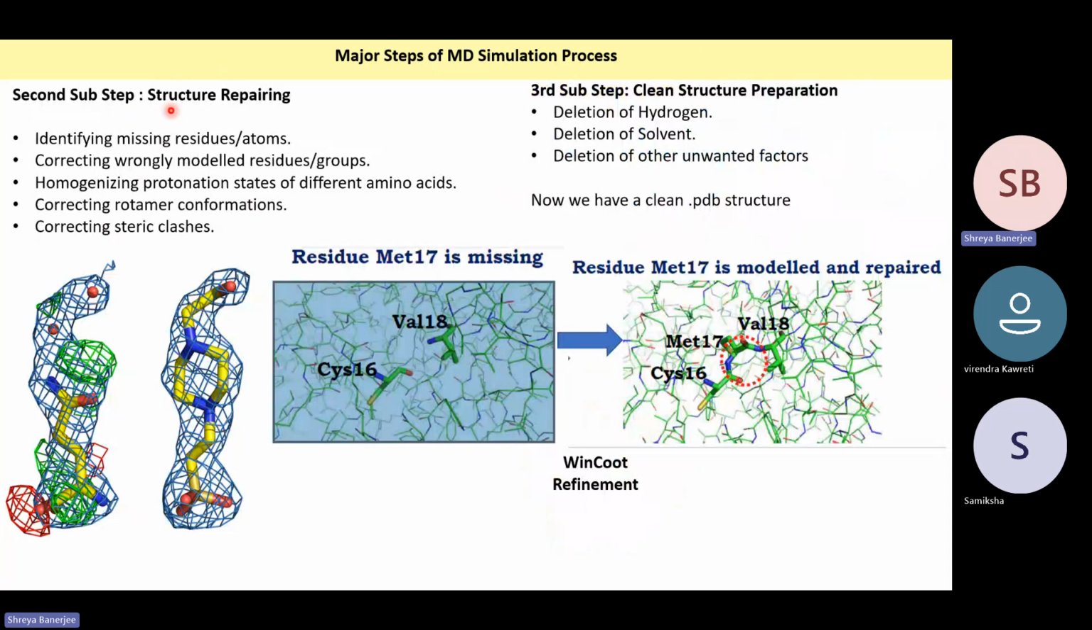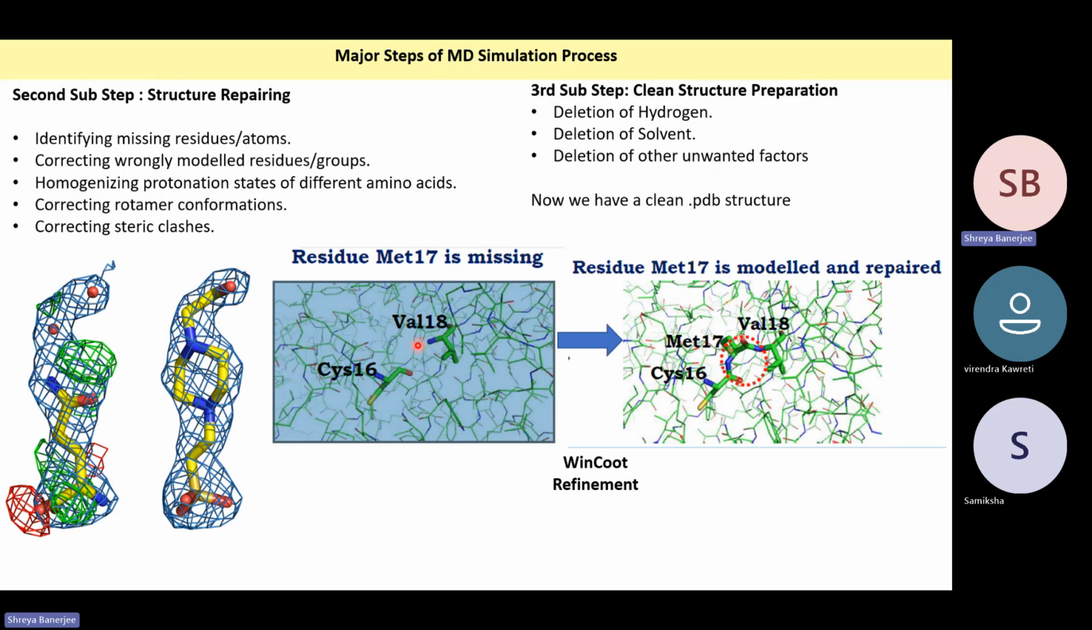The next step is to repair the structure. Sometimes, suppose you have found the structure by X-ray crystallography and there is some residue missing here. So you have the electron density map, but there is some residue missing here. Then you have to correct the structure to include a residue which will correctly match with the electron density map.